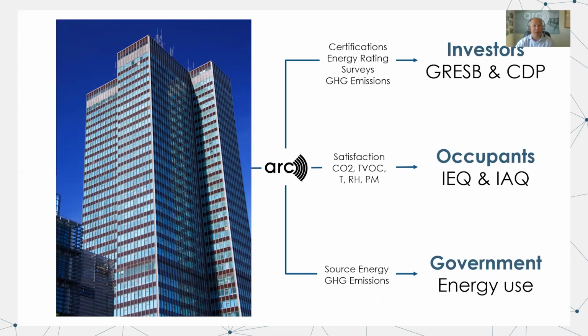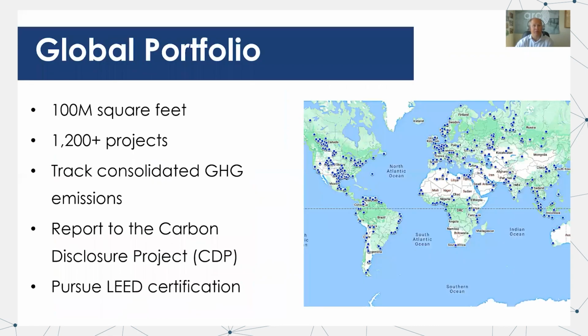And the pandemic that we've been experiencing the last 20 months, we've all become experts in the importance of good indoor air quality. Through ARC, you're able to measure, track, and report on the critical factors like relative humidity, particulate matter, and carbon dioxide, which influence the air quality in your space. And the government is able to use ARC to look at source energy as we move toward a more electric world, and GHG emissions as an indicator of whether we're making progress.